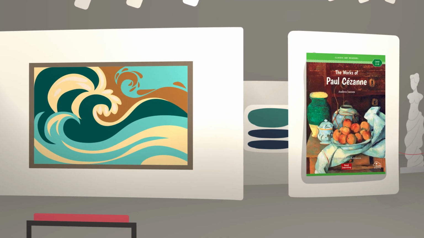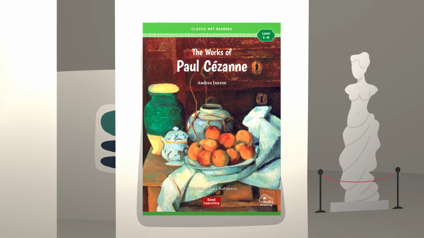Classic Art Readers, Level 2. The Works of Paul Cézanne. Copyright 2023, Seed Learning. All rights reserved.